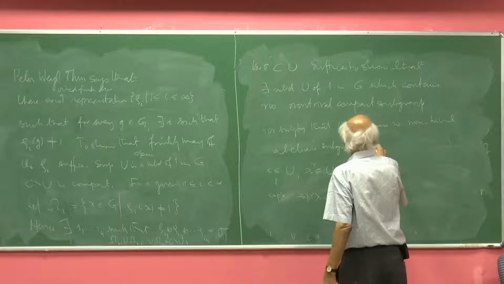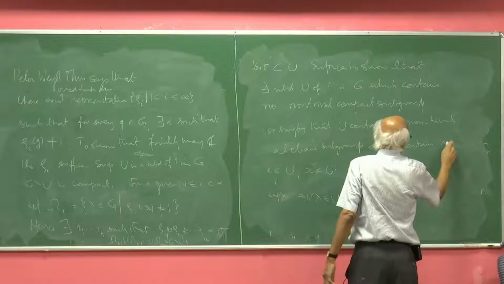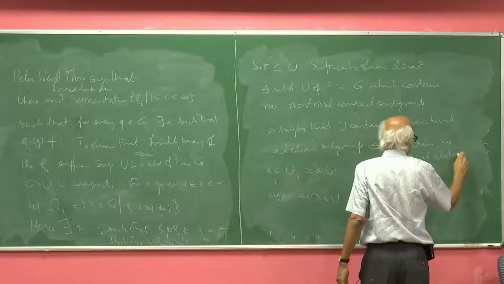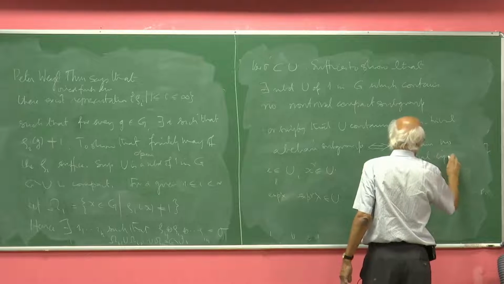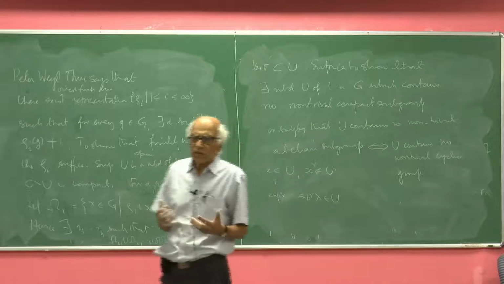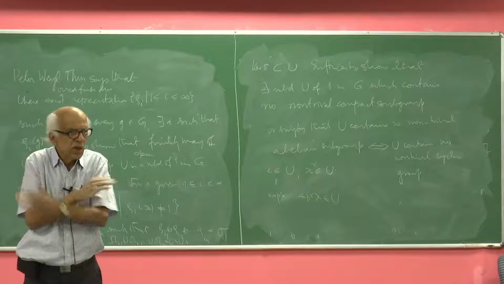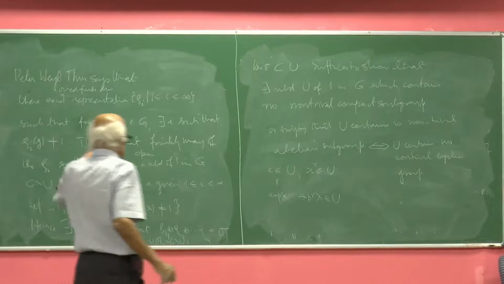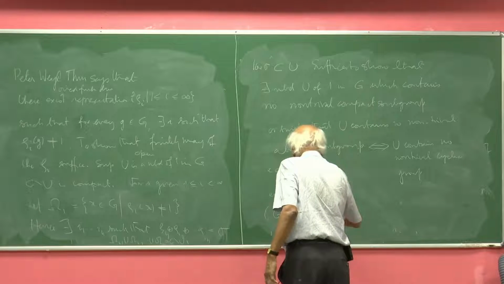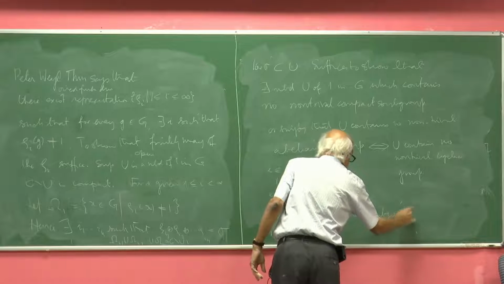So this is if and only if U contains no non-trivial finite abelian subgroup, in fact, no non-trivial cyclic group. It's expressed by saying that G has no small subgroups. That is, there is a certain neighborhood of the identity which contains no subgroup whatever. So this is phrased as saying G contains no small subgroups.